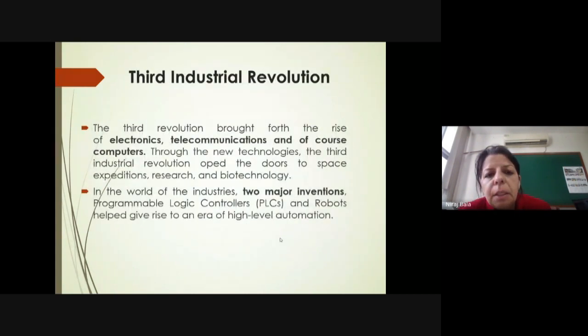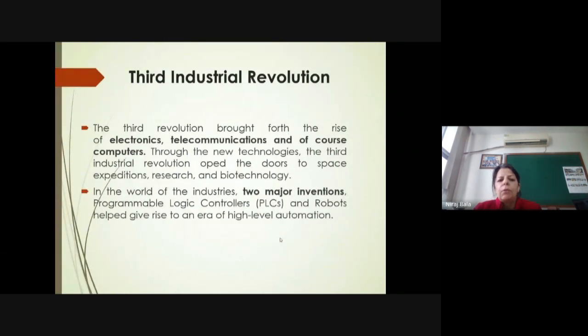The other major thing which took place during this third industrial revolution was electronics, communication, and computers. I still remember when we were doing engineering, the electronics branch was very popular. Computers came late, but electronics and communication was the topmost branch which every student wanted to take. And now it is computers. These days, everybody wants to do BTech in computers or a diploma in computers only. So these new technologies, the third revolution, opened the doors to space also. Space expeditions took place, research also took place, and another very important concept, biotechnology, also came in the third industrial revolution.